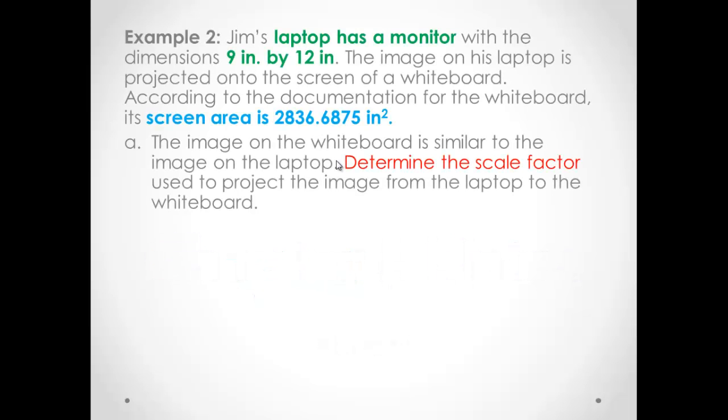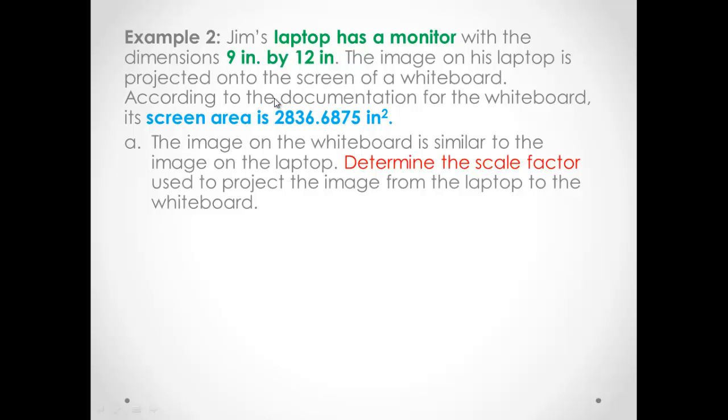We've touched on the idea that we're going to use the formulas before, but we'll alter them a little bit, as you will see. So the first example says here, Jim's laptop has a monitor with the dimensions 9 inches by 12 inches. The image of his laptop is projected onto the screen of a whiteboard. According to the documentation, the whiteboard has a screen area of 2,836.6875 inches square. So if you think about our classroom, what is in green, the 9 inches by 12 inches, that could be like the screen that I write on with my pen.